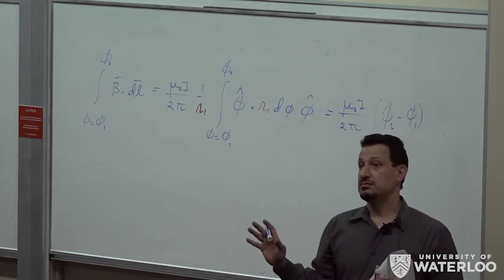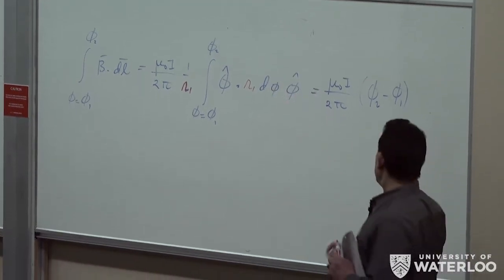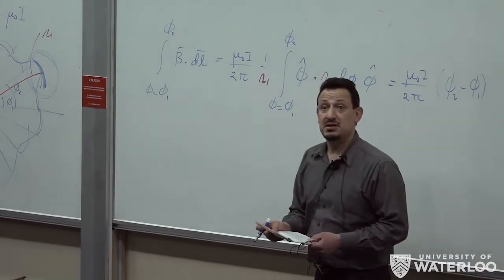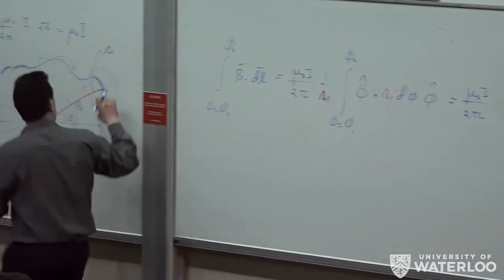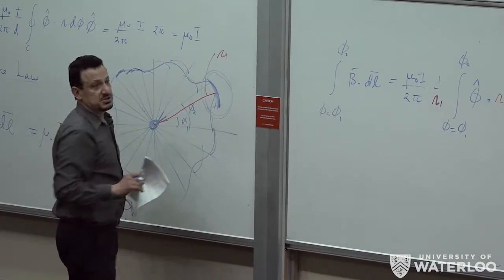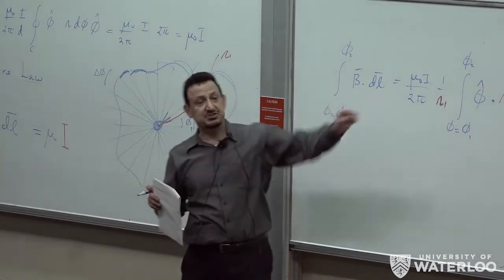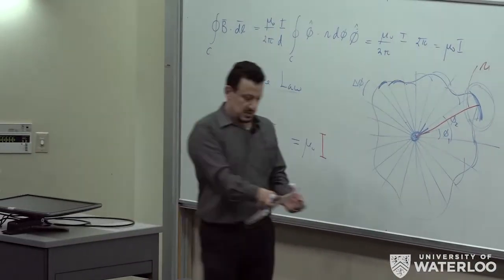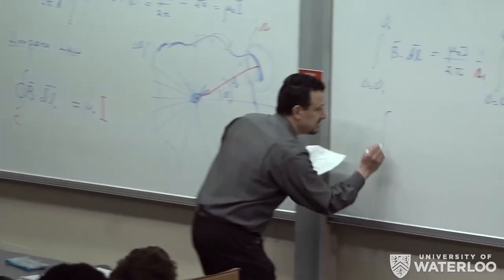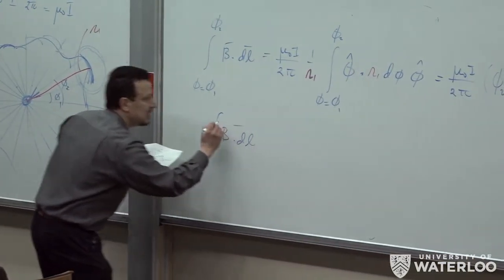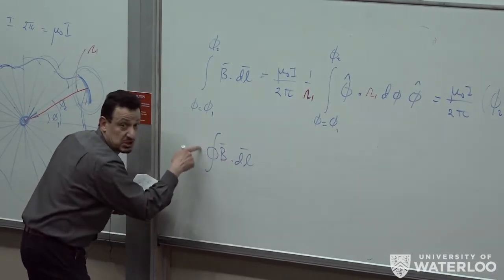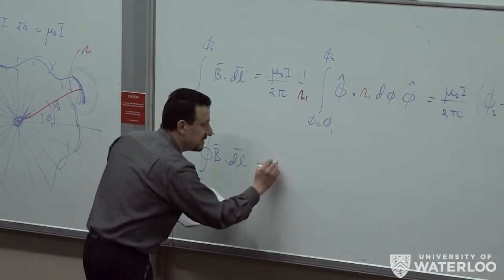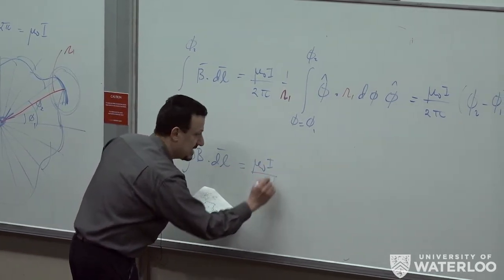Everybody agrees with me? Yes. Excellent. Now you see where I'm heading? I'm going to sum the integrations over all these contours. First observation, does this integration depend on r or the radius of that arc? Nope. All right, so the integration B dot dl over a closed contour will be mu naught I divided by 2 pi I.